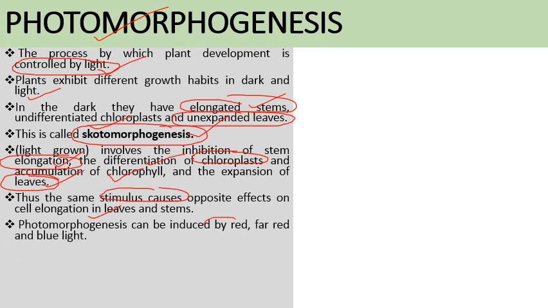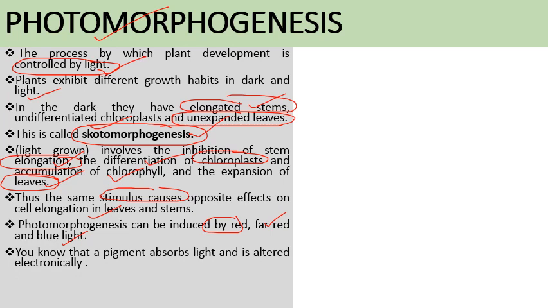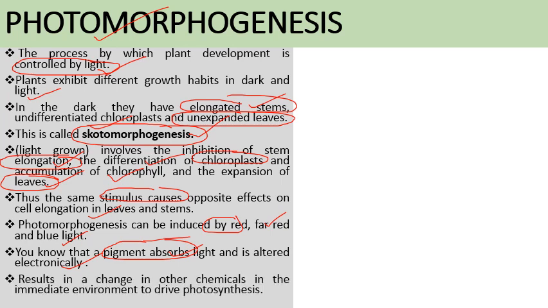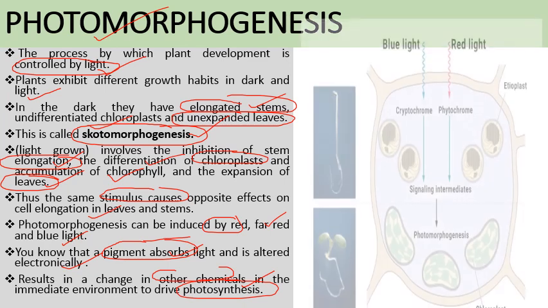Photomorphogenesis can be induced by red, far red and blue light. And this pigment absorbs light and can be altered electronically. As soon as the pigment absorbs light, it becomes activated or inactivated. So it results in change in other chemicals in the immediate environment to drive photosynthesis. So it also helps in changing the chemical composition of other chemicals and various plant processes including photosynthesis.